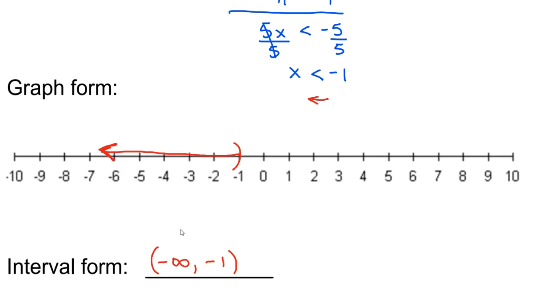Now we can have interval forms of our solutions with different ends. So we could have a parenthesis on one end and a bracket on the other end. Or of course, just like this, we can have the same parentheses or brackets on both ends. But they won't always be the same. So we have to pay attention to each end of our interval.